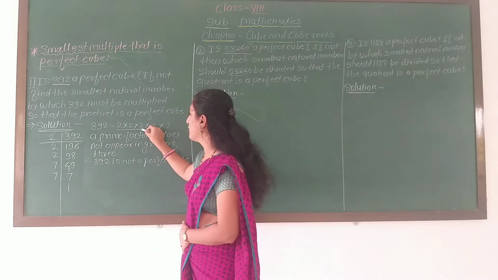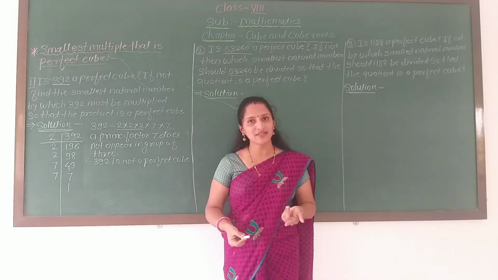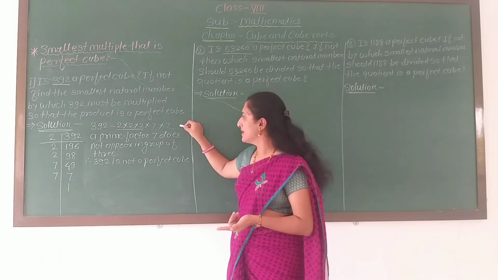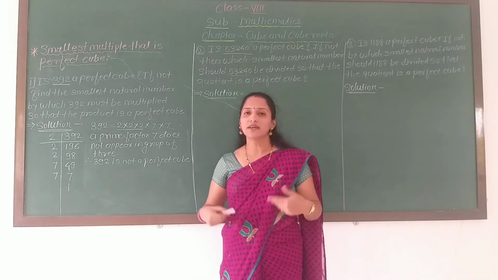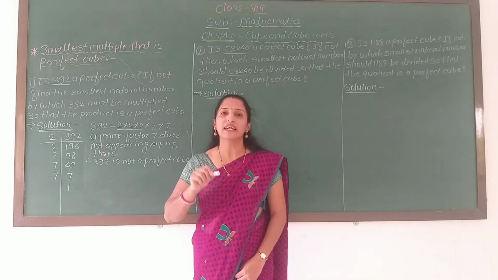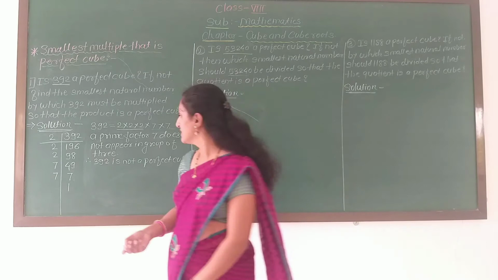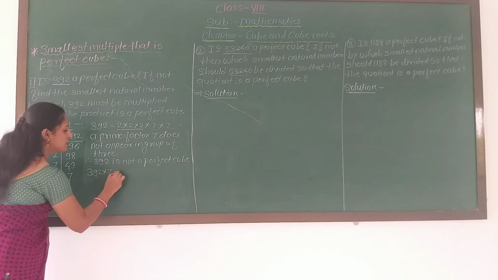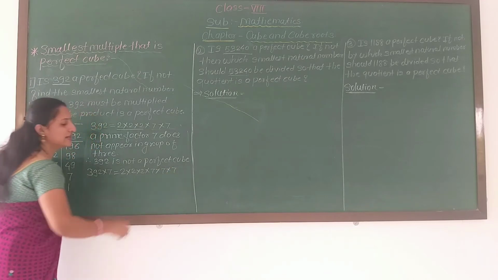Here we get one triplet of 2. But for completion of triplet of 7, we need one more 7. Yes, for completion of this triplet, we need one more 7. So whenever we multiply the number 392 by 7, we get that number is a perfect cube, right? That means 7 is the smallest natural number that multiplied with 392, we get a perfect cube, right? So we multiply this number 392 by 7. So here we get 2 into 2 into 2, also triplet of 7, 7 into 7 into 7.